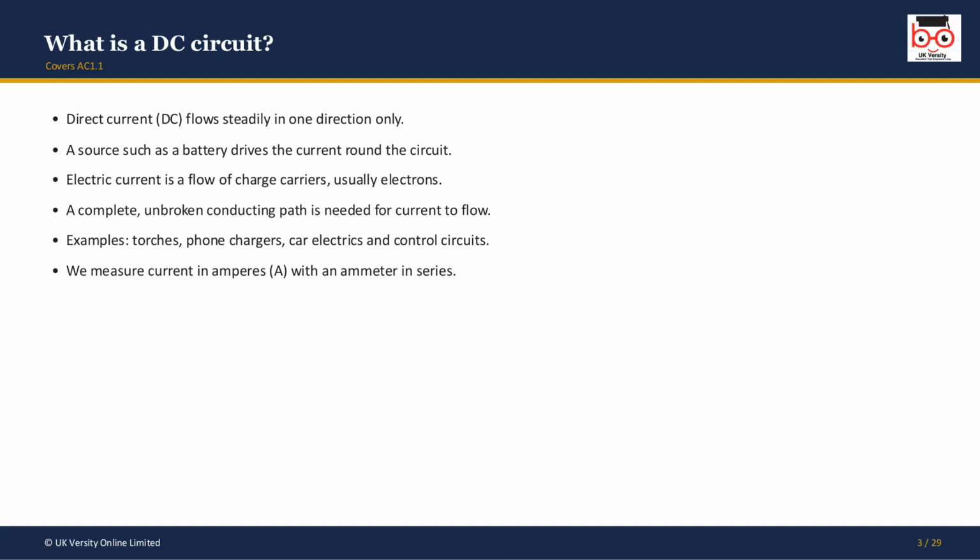In a direct current circuit, current flows steadily in just one direction, driven round the loop by a source like a battery. What's actually moving is charge, usually electrons. And for any current to flow at all, you need a complete, unbroken path. You'll find DC circuits everywhere, in torches, phone chargers, and car electrics, and we measure the current in amps using an ammeter placed in series.